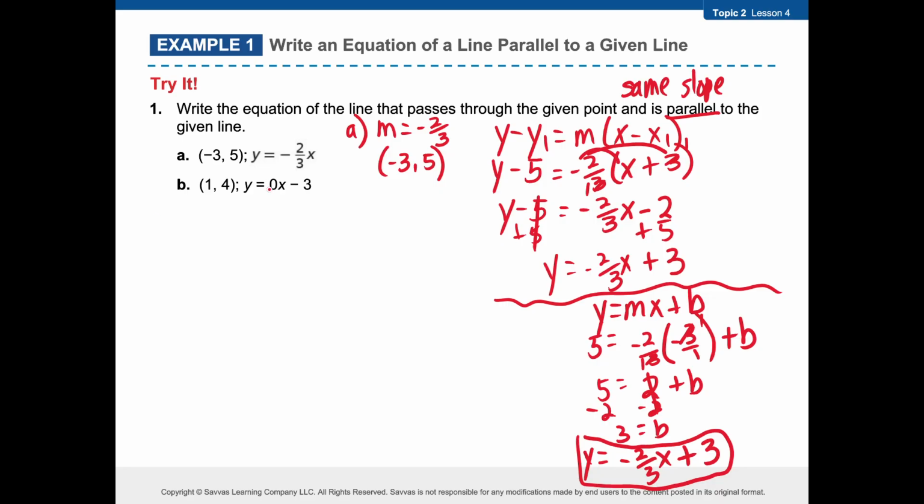Letter B, y equals 0x minus 3. So that means my slope is 0, so my other equation also has to have a slope of 0. If we remember from the previous lesson, any equation that has a slope of 0, if you were to graph that line, becomes a horizontal line.